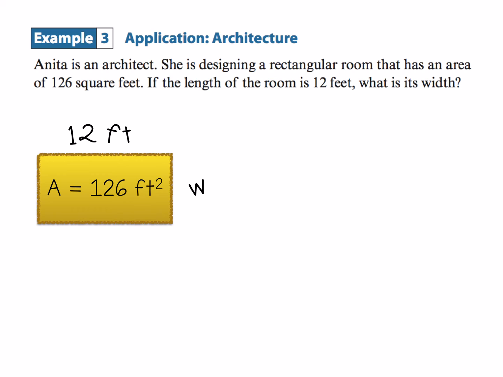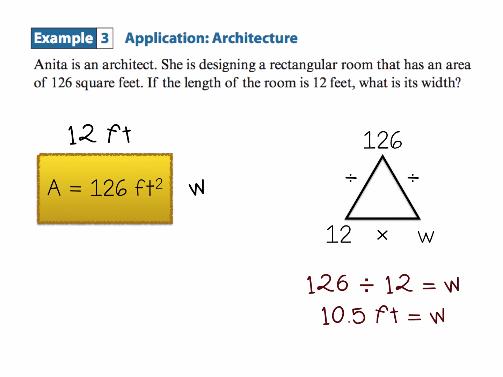I know that area is length times width, so what I'd like to do is set up my fact triangle where the area goes on top and the 12 and the w go on the bottom. Let's solve for w by using the division equation. 126 divided by 12 equals w. So 10.5 feet equals the width.